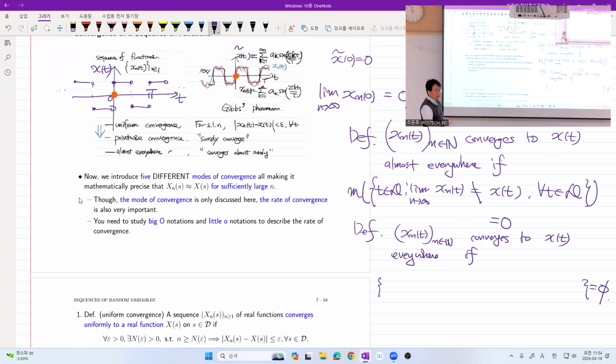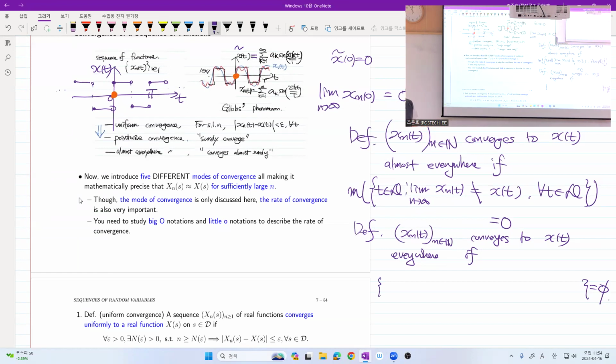The sequence of Fourier series approximations does not converge everywhere. At every discontinuous point, the sequence does not converge. The sequence is defined as the truncated series of the Fourier series. Got it? It's very complicated, but anyway.